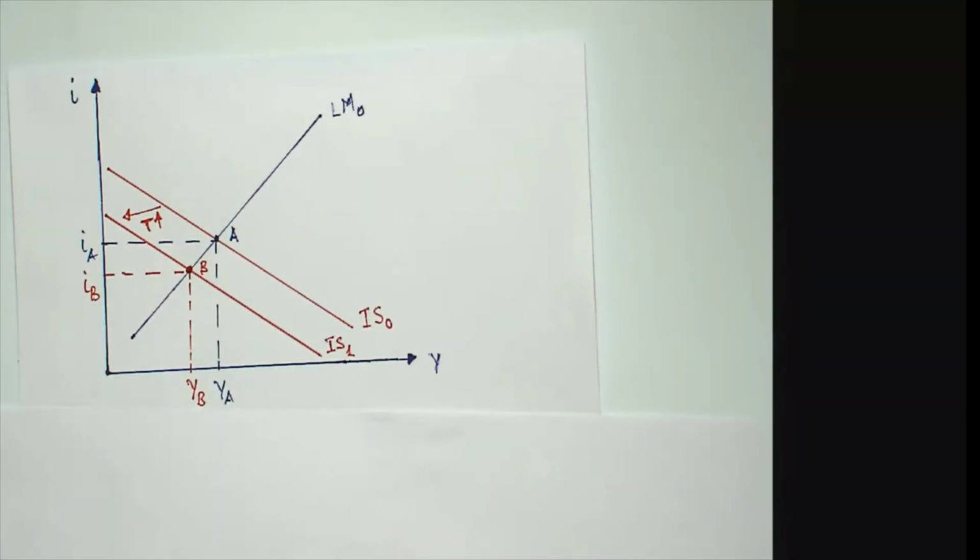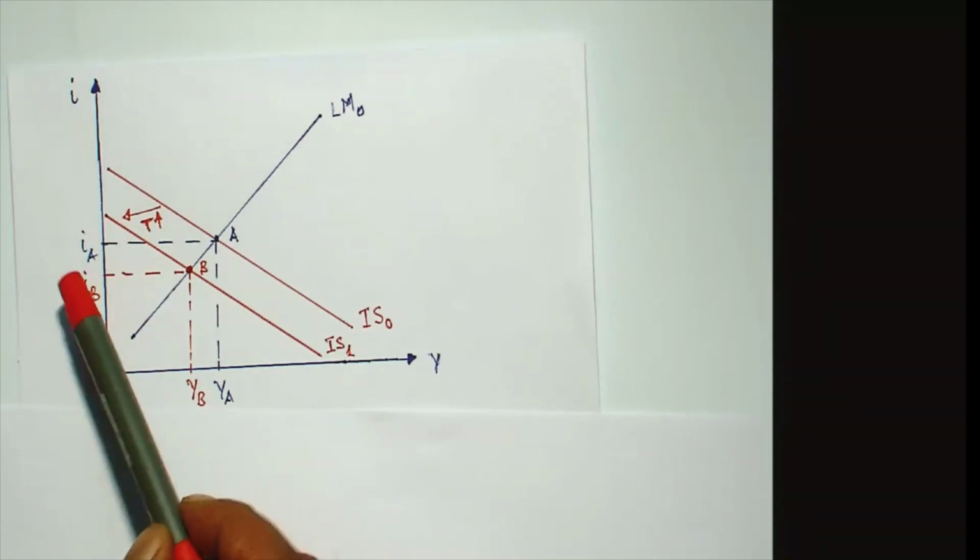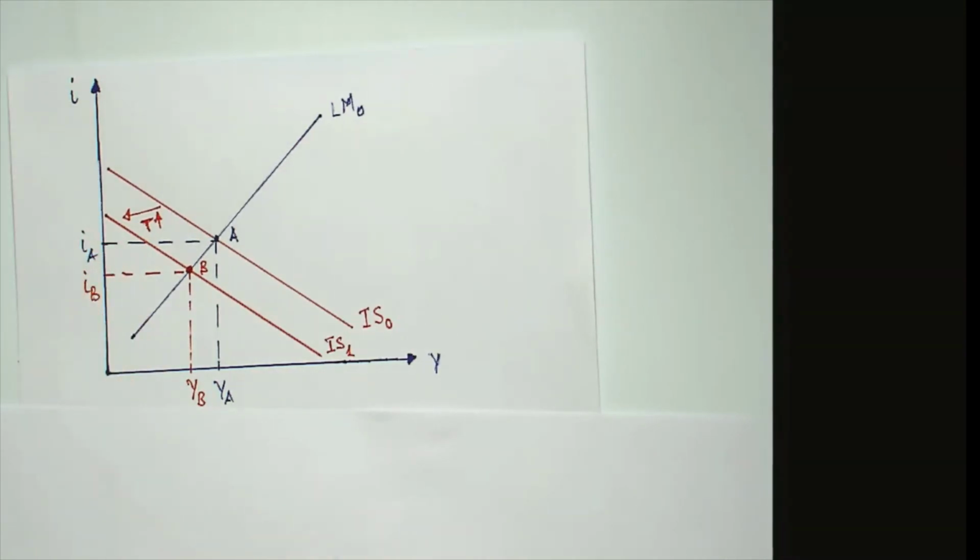So an increase in tax is part of a contractionary fiscal policy by the government. When the government is increasing taxes, it is intending to reduce economic activity. So this is again reflected by a decrease in our income from YA to YB, and there would also be a decrease in interest rate from IA to IB.